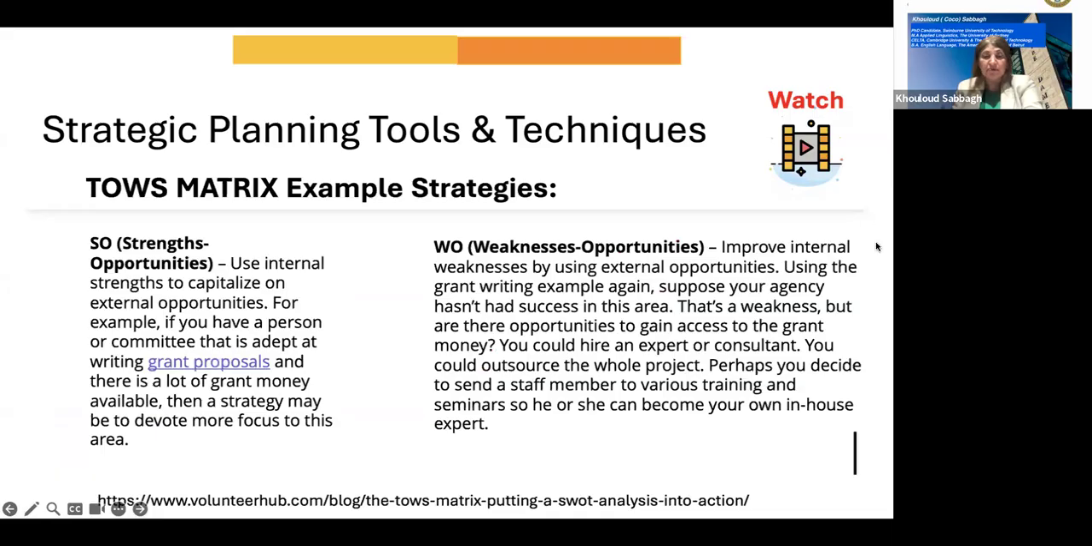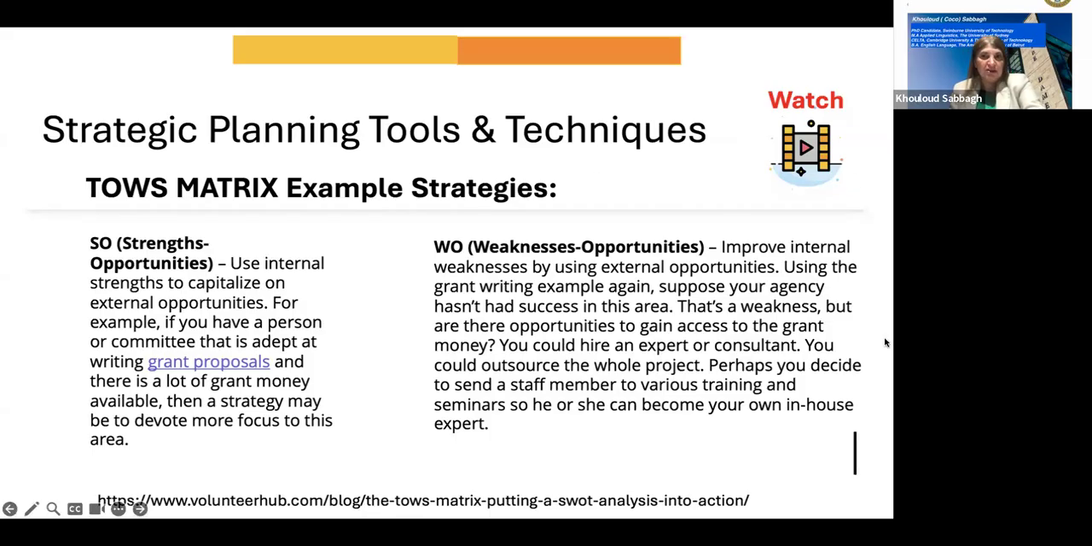Okay, I'm not going to go through all of them. I'm just going to go through a few of them. I already did a strength and opportunity. So you use your internal strength in order to capitalize on an external opportunity, right? For example, if you have a person or a committee that is good at writing proposals, and there are a lot of opportunities out there in the real world for people to take some money from the government. So what will you do? Will you use the people that you have who know how to write fund proposals? Yes. Okay, so that's an example of how you can use your strength and the opportunity in order to build a particular strategy, right?